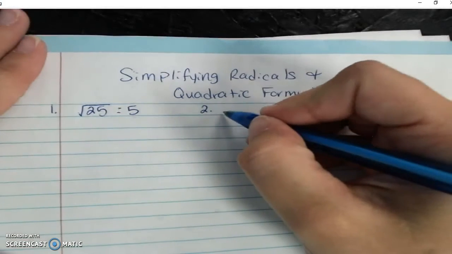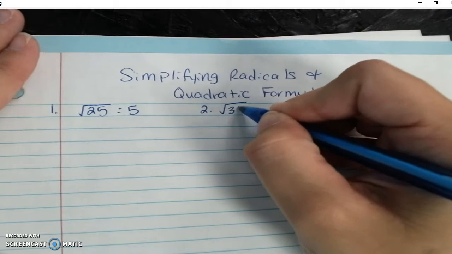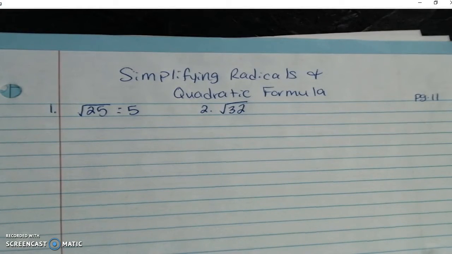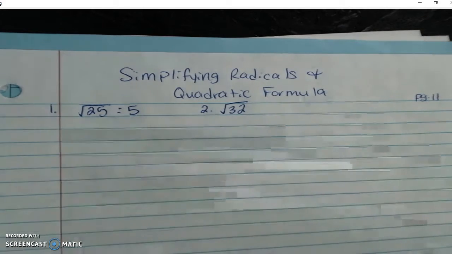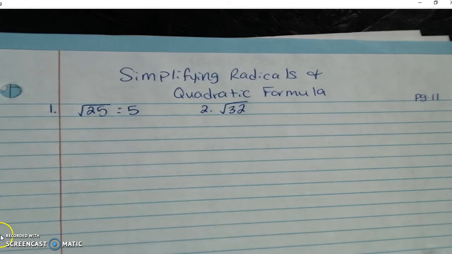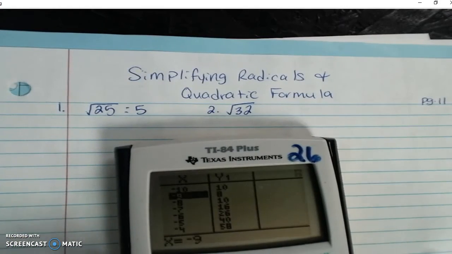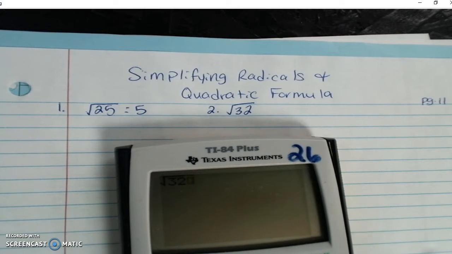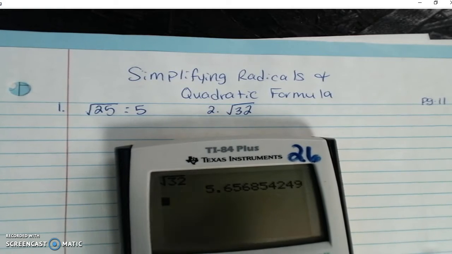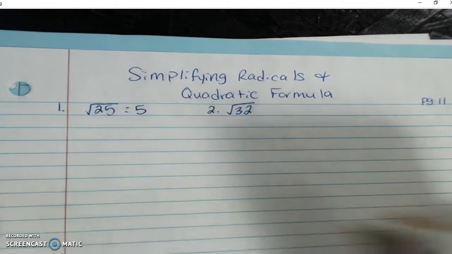So let's say we wanted to find the square root of 32. You guys will want your calculators. So go ahead and grab those. Do pause this. Okay. So if we type square root of 32 in our calculator, we get a decimal. But we don't want decimals. We want to just simplify the radical.